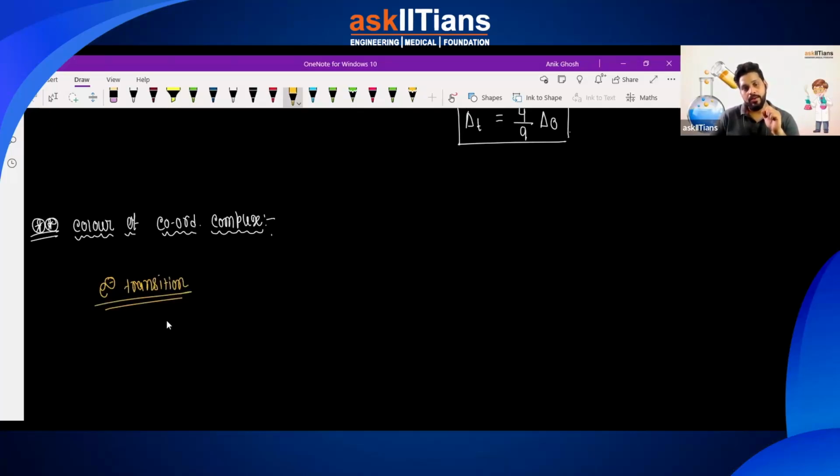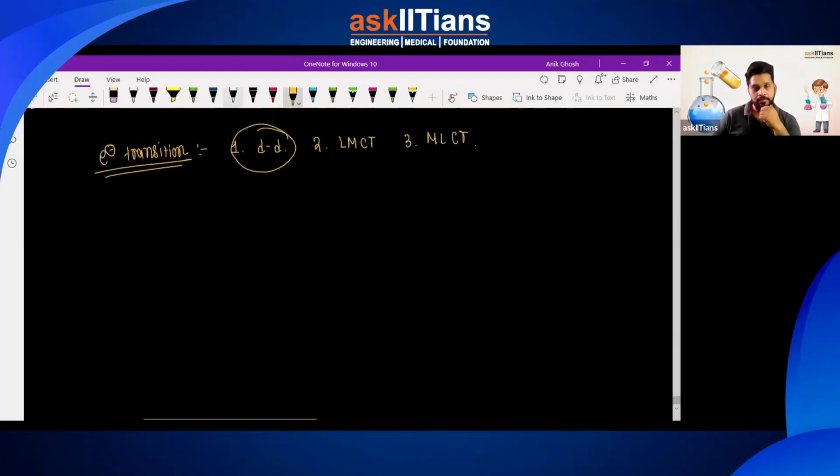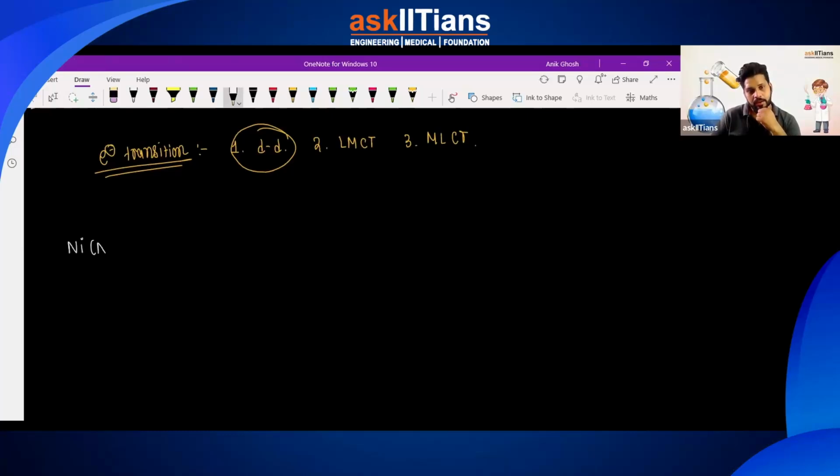What are they? One is d-d transition. Then we have ligand to metal charge transfer. Then we have metal to ligand charge transfer. These are the three. In your syllabus, you have only d-d transition. Now, let's say I have a compound which is Ni(NH3)6 2+, and I have another compound which is NiCl6 4-. These are the two compounds. What type of colors are they going to show us? That's the question.